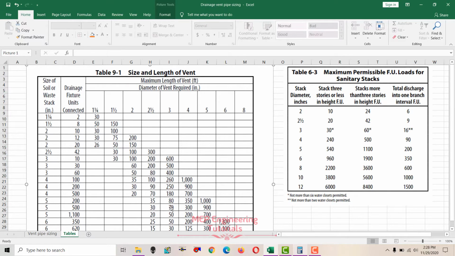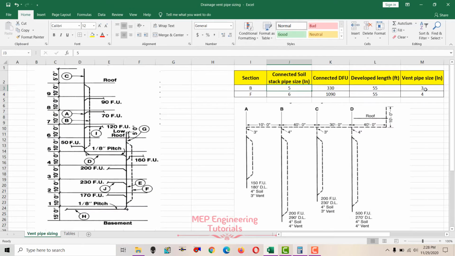So 70, you will check the pipe size is 3 inches. So vent stack pipe size is 3 inches. So we got 3-inch pipe size in here. Same way you have to check for the second one. That is the second stack pipe, represented by F. You can see in here.